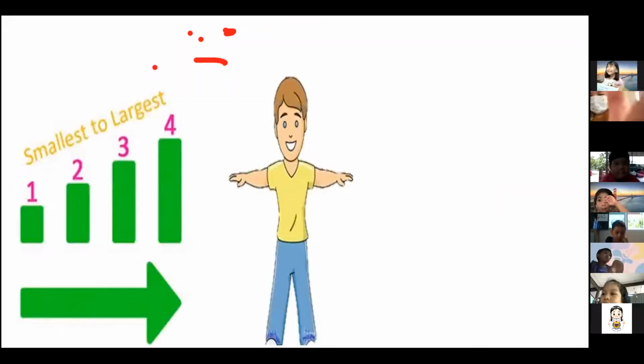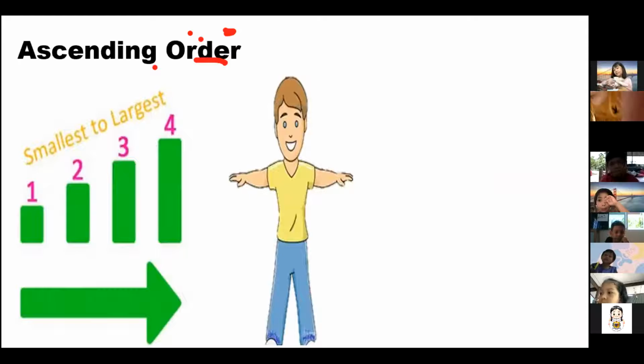Now, smallest to largest is called ascending order. Remember this word, ascending order, because in your midterm test, Teacher Gwapo will use these words. So you must remember this word so that you will know how to answer during your test. When we say ascending, the numbers start from the smallest and end with the largest. The smallest number here is 1, and the largest number here is 4.